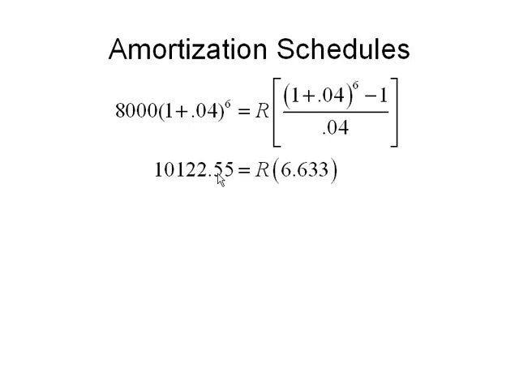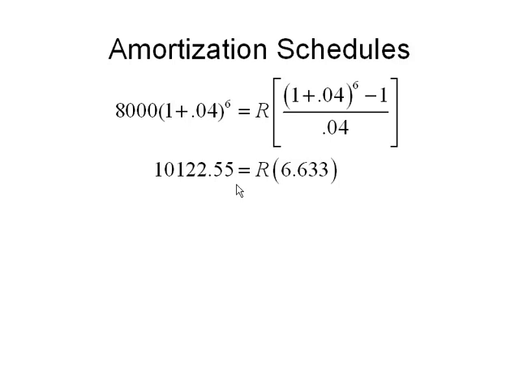So the left hand side becomes $10,122.55. And on the right hand side, our quantity in the brackets is 6.633. Now I've stored those completely in my calculator, but I've recorded them to a limited number of decimal places just to make it easier.